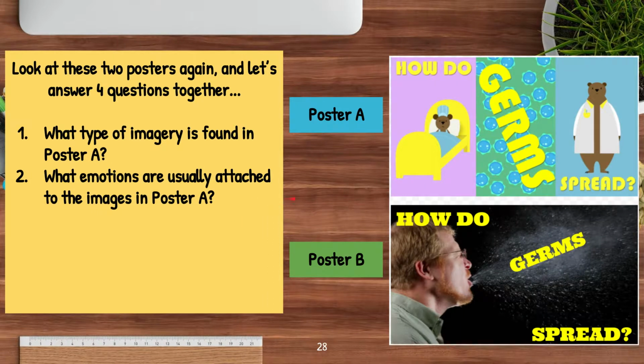What emotions are usually attached to the images in poster A? Well, usually teddy bears make people feel positively, even though this teddy bear kind of looks like it has a little bit of a sad face because it's sick in bed. But being in bed has positive and negative connotations. We like to be in bed when we're not sick, or when we're just sleepy, but when we're sick, we don't like to be in bed. The bear dressed up as a doctor is probably designed to make us feel good, especially because they used a cartoon rather than a real bear.